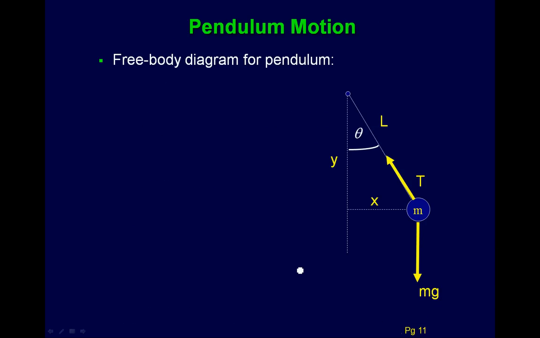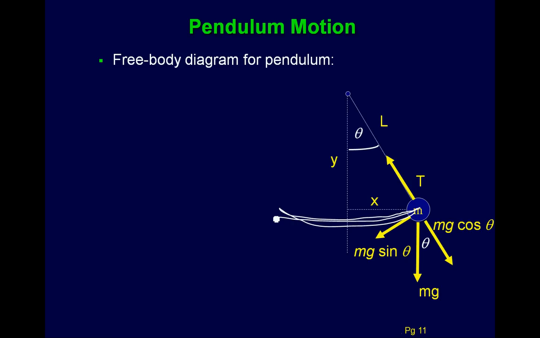Now here's a picture for the pendulum. So here's our pendulum. The two forces on the pendulum are the tension going up at the angle theta and then mg. That's our free body diagram. So this mass is going to swing back and forth like a pendulum. And so what we do is write out the force mg into its components, mg cosine theta and mg sine theta. And if I look at just the tangential part of this, it's mg sine theta.